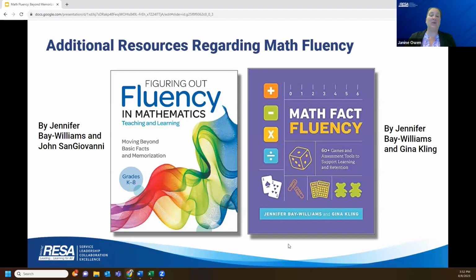So these are the books that we relied on heavily for the research and for the activities and our guidance with this learning today. Figuring Out Fluency in Mathematics Teaching and Learning, I highly recommend, especially for professional development that you might do with a grade level team or in a PLC. Math Fact Fluency is more like the old school Scholastic books that teachers would buy. You can pick it up and pull out activities and assessments that support developing math fact fluency.